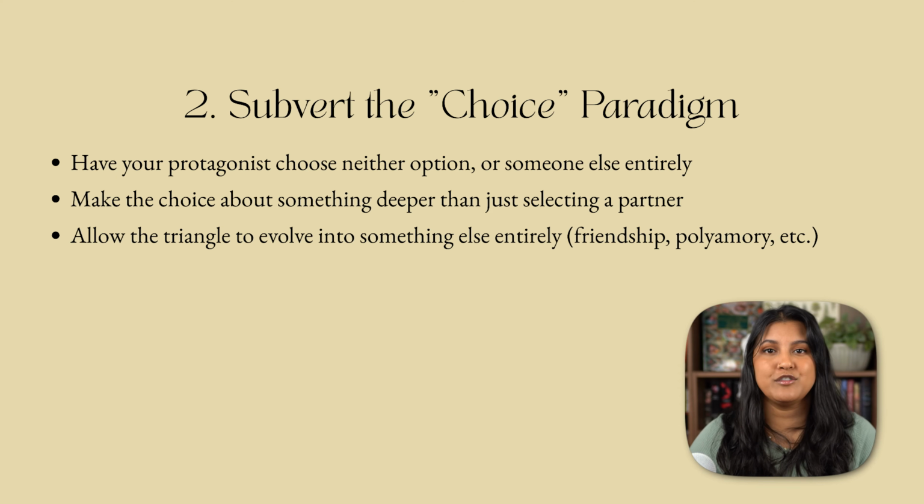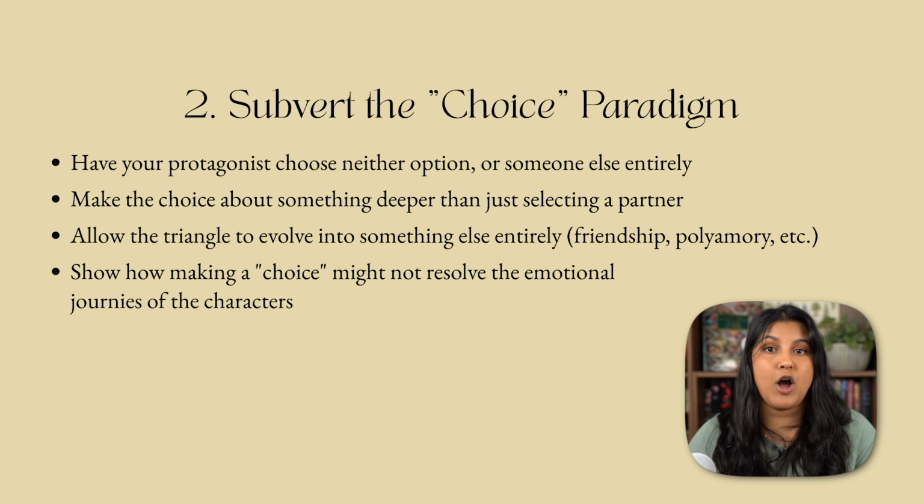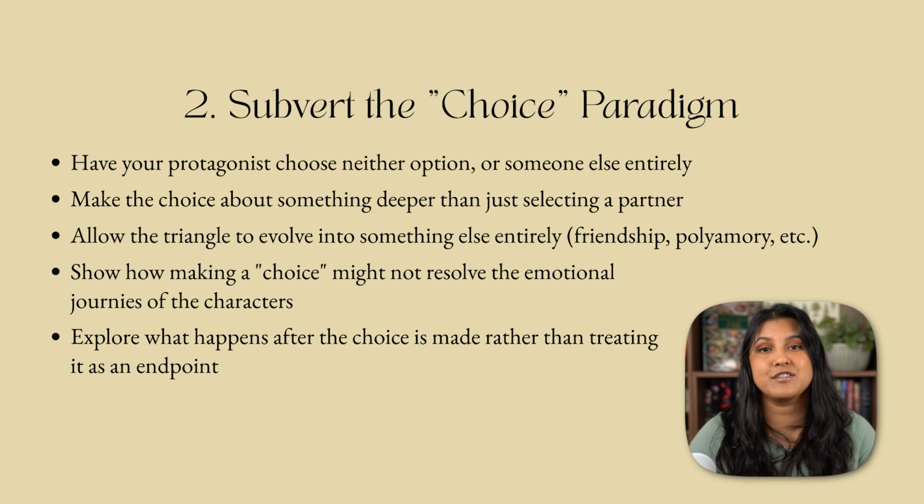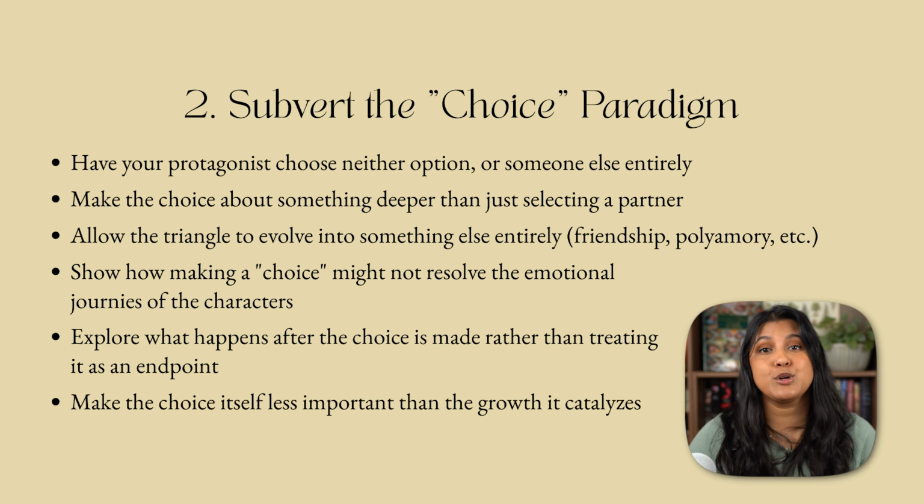Allow the love triangle to evolve into something else entirely. Friendship, polyamory, etc. You can show how making a choice doesn't necessarily resolve the emotional journeys of the characters. Explore what happens after the choice is made, rather than treating it as an endpoint. And you can make the choice itself less important than the growth that it catalyzes.